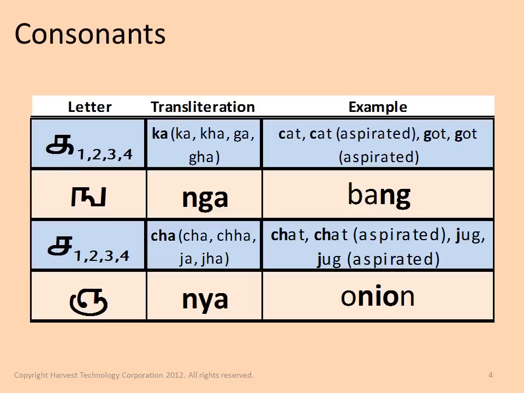The next consonant is "cha." It also has four varieties. The first is ch, like in the word chat. The next is a more aspirated version of ch. It's harder. The third variety is a j sound, like in the word jug. And the fourth is a more aspirated version of j.